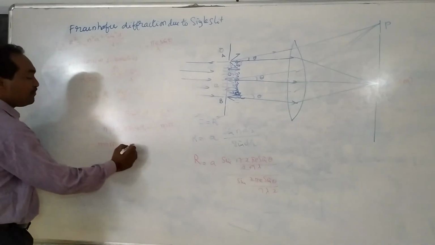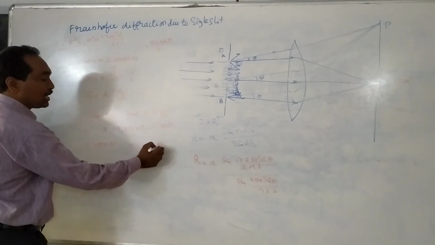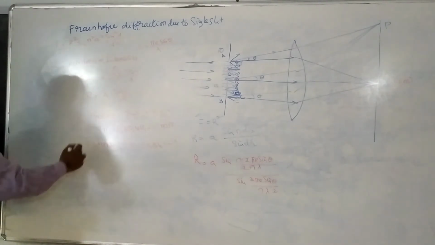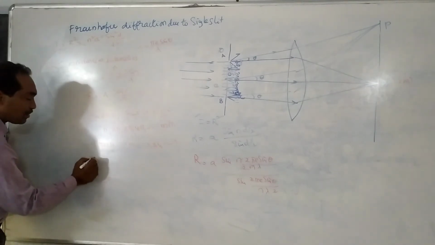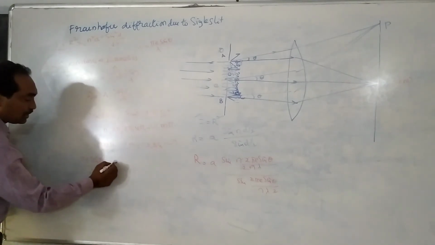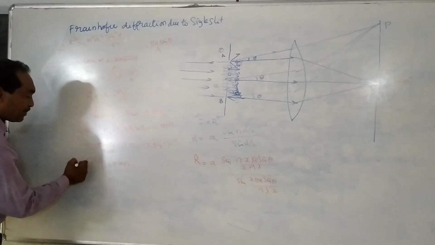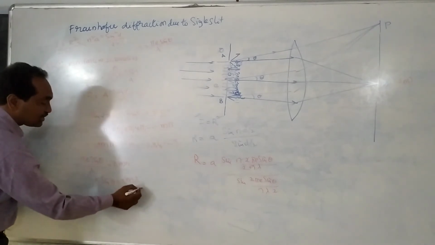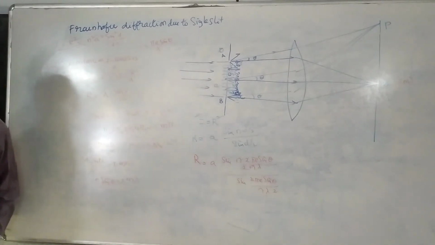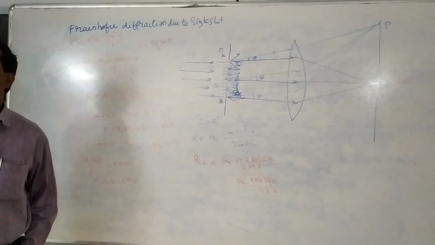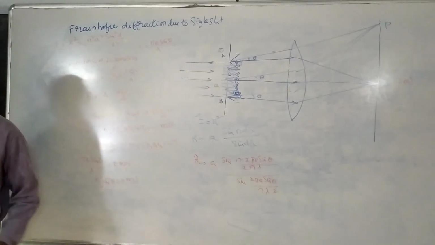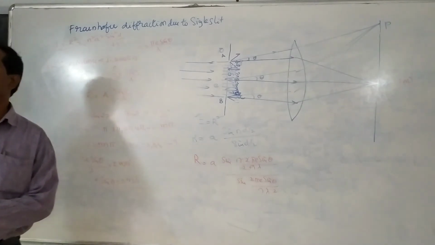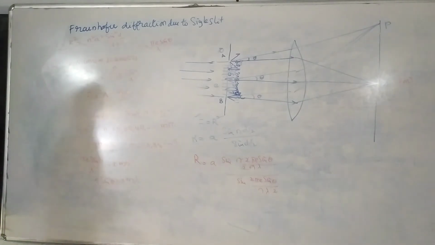What are the values of m? 1, 2, 3, 4, and so on. But what is alpha? Pi a sin theta by lambda is equal to plus or minus m pi, where pi cancels, that is a sin theta is equal to plus or minus m lambda. So that is the condition for the minimum intensity. Am I right? Now what is required? Now this is required, that is secondary maximum.